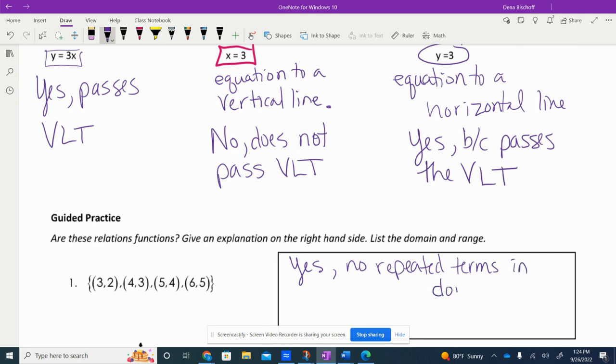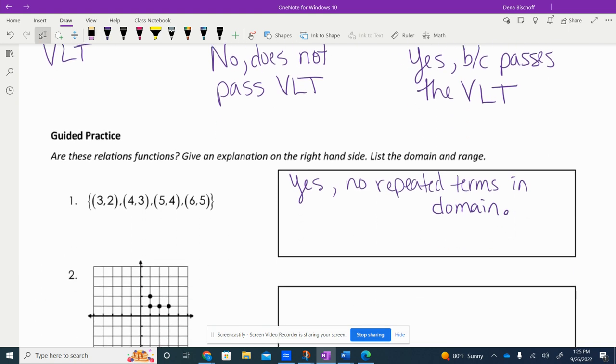in the domain. Okay, so after we determine if it is a function, we have to identify the domain and the range. Do you guys remember doing that on Friday? The domain, and then we're going to use the set bracket. We said that the domain had to be written 2 ways. Number 1, we couldn't put any repeated terms in our set. And 2, the order was what? Smallest to largest. So the domain is just the x values, 3, 4, 5, and 6.